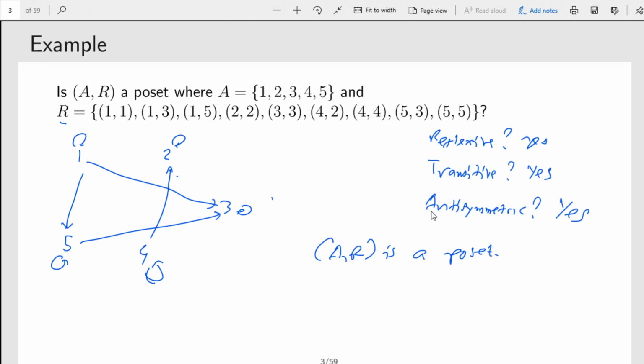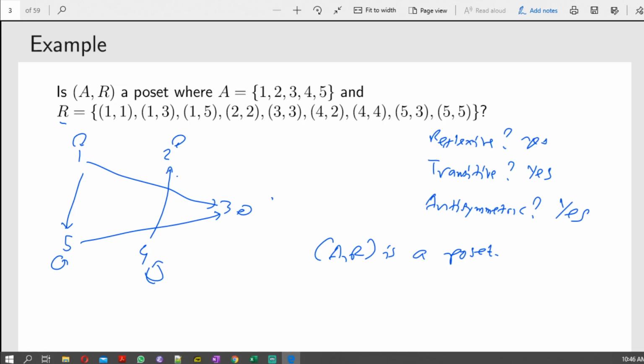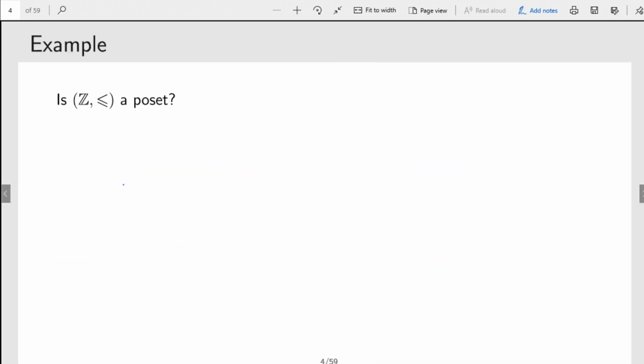Now let's see another example. Now this time we have an infinite set Z, which is the set of integers, and the standard less than or equal relation. Is this a poset? Let's see, is this reflexive? So we check reflexivity.